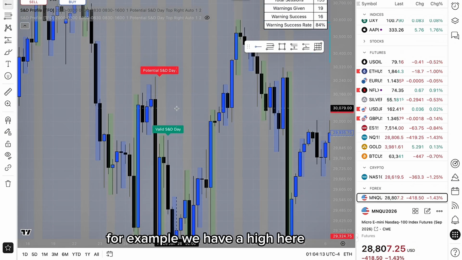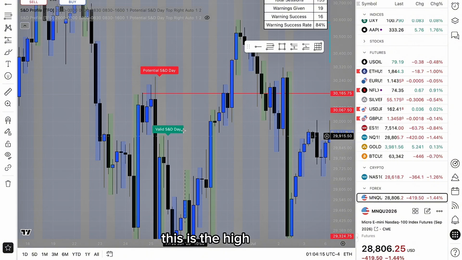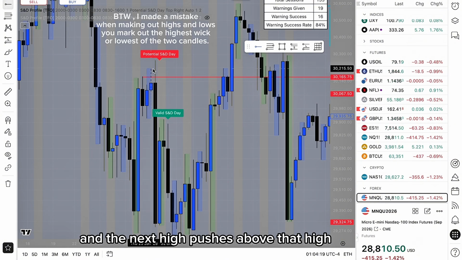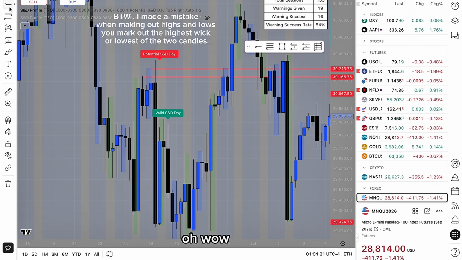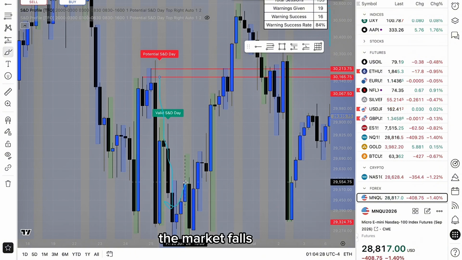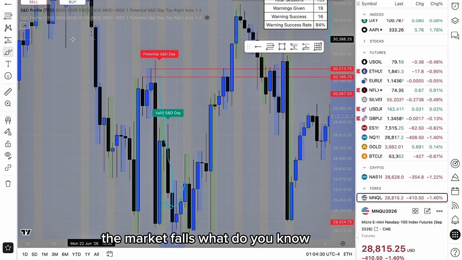For example, we have a high here. This is the high. And the next high pushes above that high. Oh, wow. What happens after that? The market falls. The market falls.